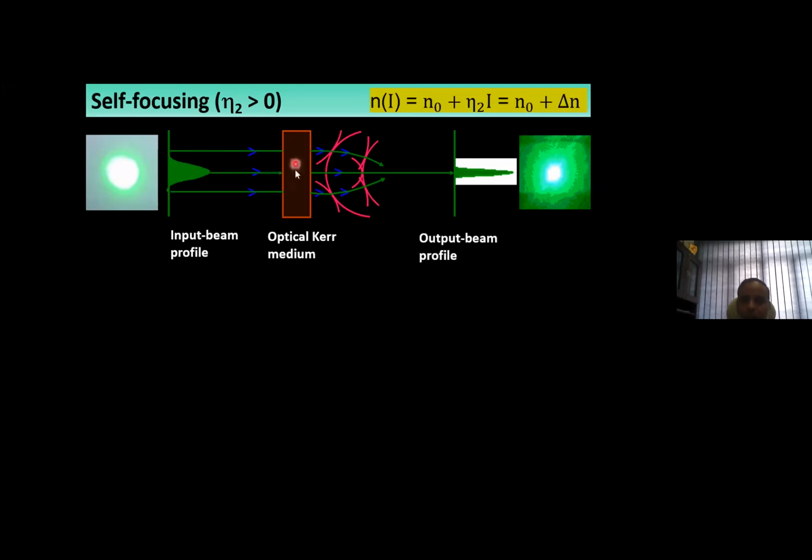Now when it interacts with the material, and these intensities are very high, what will happen? It produces a gradient of the refractive index because of this third order effect. At the center, because the intensity is high, the refractive index will be high, and then slowly it goes down on both sides. We know that when a wave travels in a higher refractive index, the speed will come down. In a low refractive index, the speed of the wave will increase.